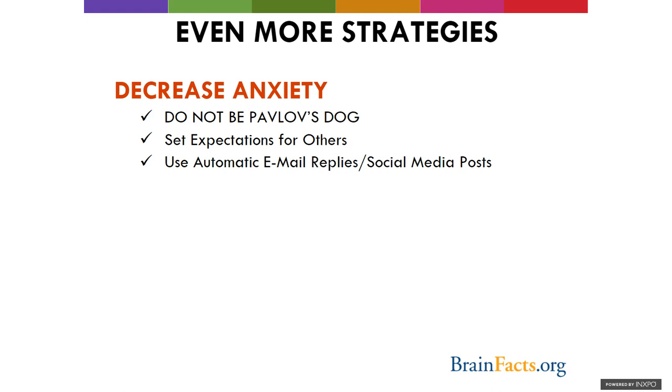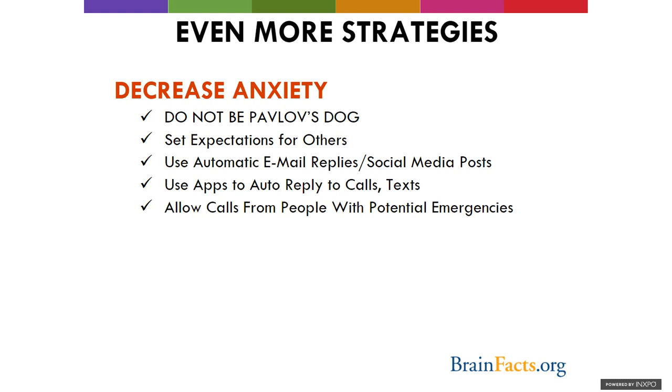I encourage people to use automatic email and social replies and social media posts that say, I'm trying to increase my focus and attention. If I don't respond immediately, it doesn't mean anything. I'm just trying to increase my focus and attention so I can learn better. There are apps available to auto-reply to calls and texts. If you set Do Not Disturb on your phone, you can auto-reply easily. You can also, like I said, allow calls from people with potential emergencies. On Do Not Disturb, at least on my iPhone, if somebody calls twice, it gets through, but if somebody only calls once, it doesn't.